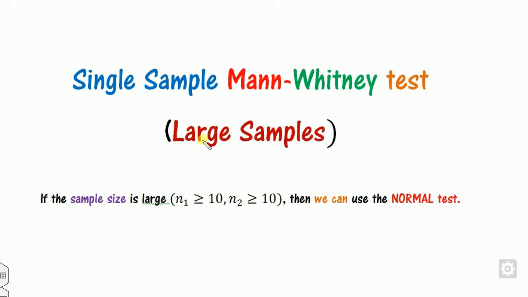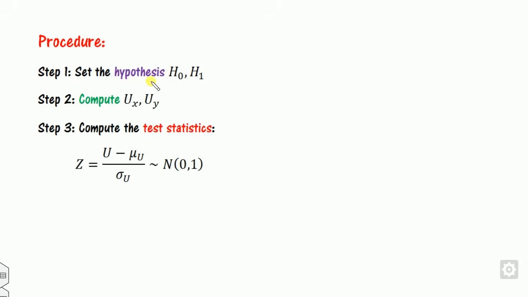Now we will work on large sample testing. When the sample is large for the Mann Whitney test, that is, when at least one of n1 and n2 is greater than or equal to 10, we apply the normal test. We follow the same 4-step rule. Firstly, we define H0 and H1. We compute Ux and Uy as before.